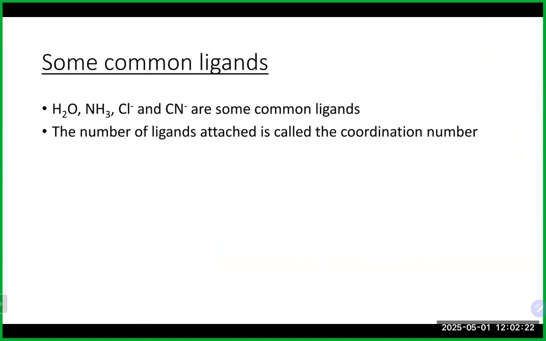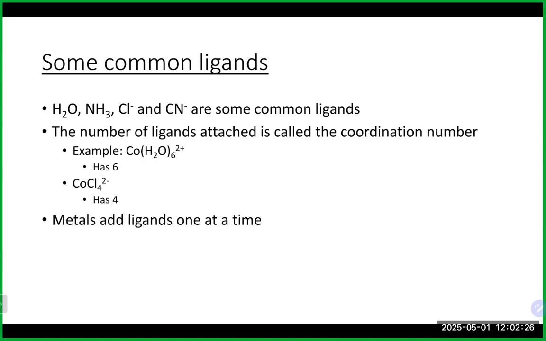Now, what are some common ligands? Things like I said before, which are polar and have non-bonding electrons. So water is a really good ligand. It's got those non-bonding electrons there that it can share. Something like ammonia is also a pretty good Lewis base. It's polar and also has some non-bonding electrons.